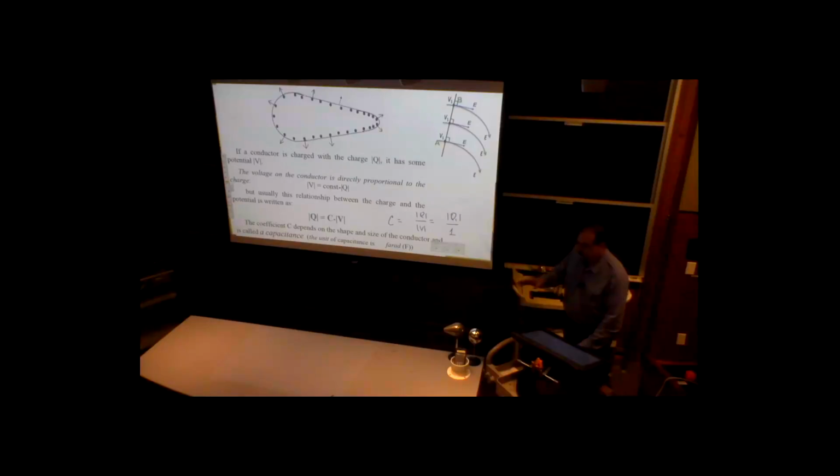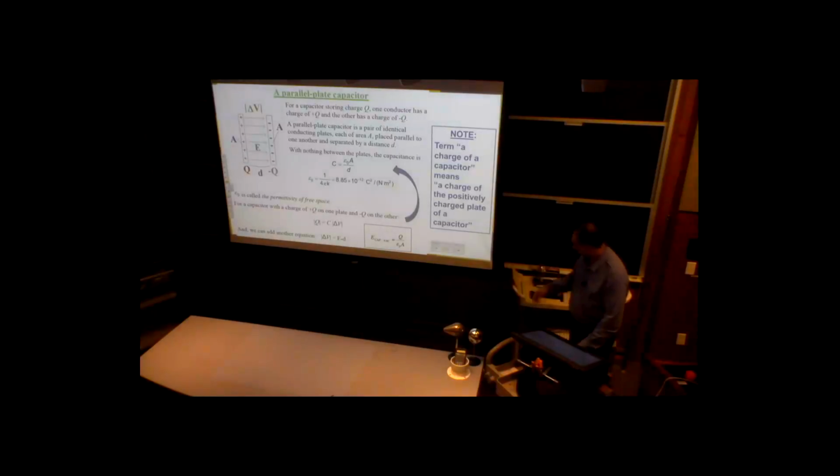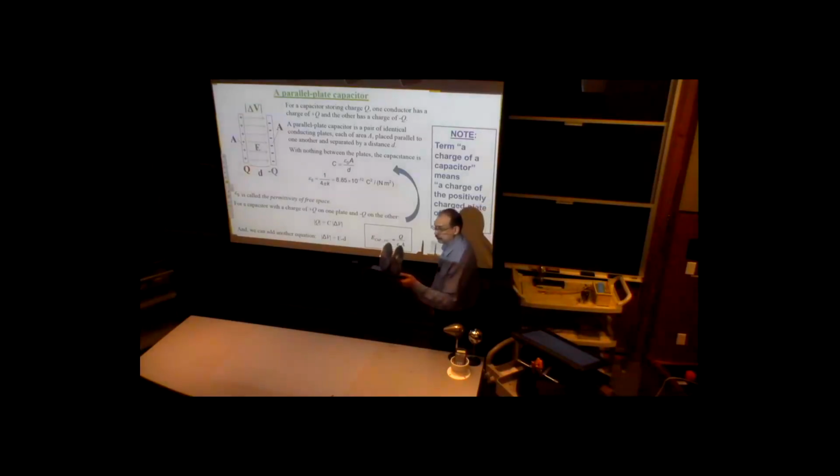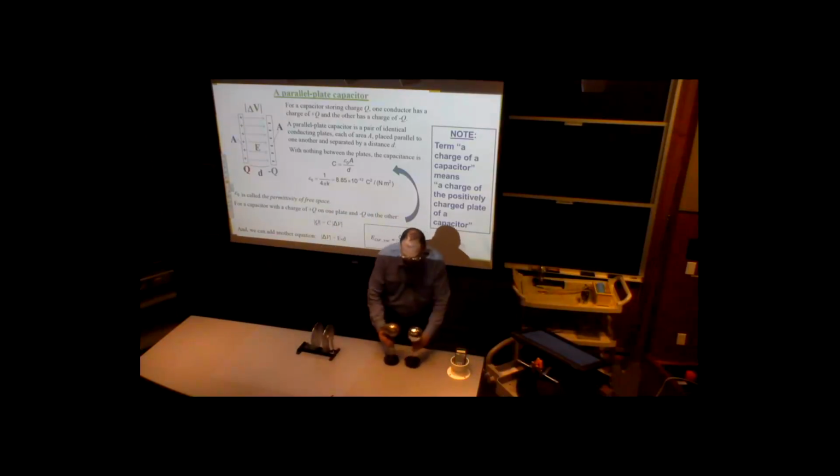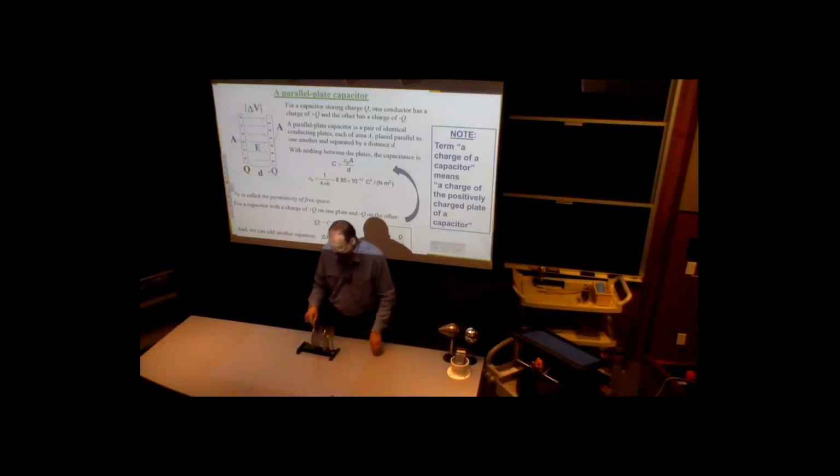But we're not going to talk about spheres. We're going to talk about the simplest situation, a parallel plate capacitor. It's not one conductor. It's two conductors close together. Why? Well, because if we place positive charges here and negative charges here, they attract each other, so that increases capacitance. That's it.